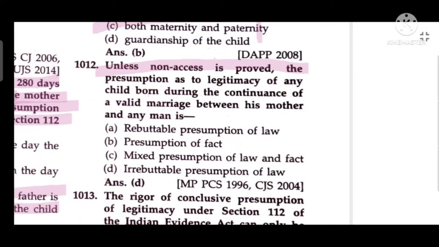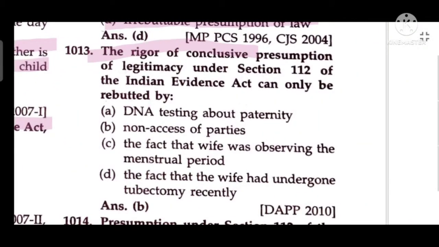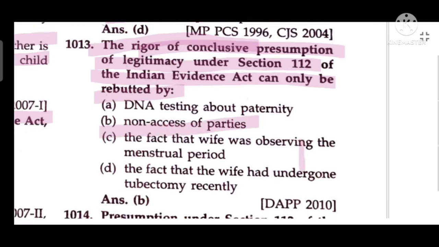Unless non-access is proved, the presumption of legitimacy of any child born during the continuance of a valid marriage between his mother and any man is an irrebuttable presumption of law. The conclusive presumption of legitimacy of a child under Section 112 of the Indian Evidence Act can only be rebutted by non-access of the parents.